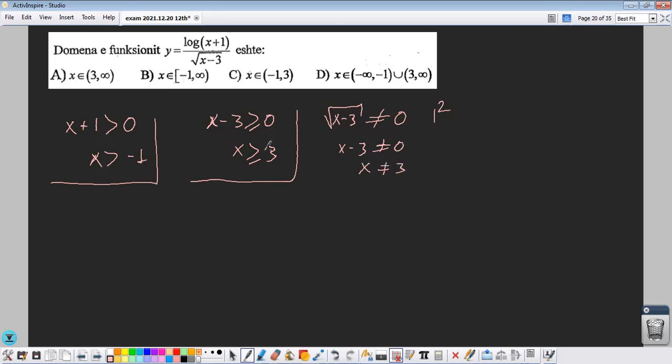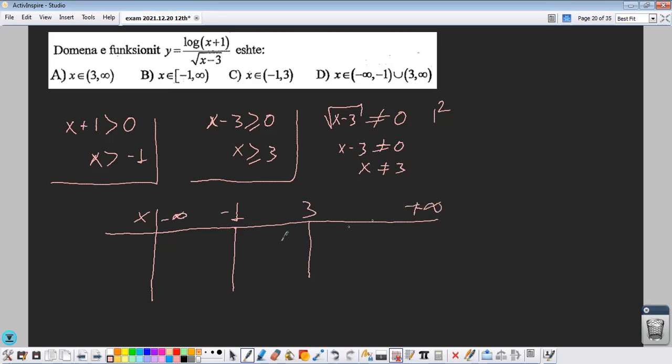So let's do a sign chart. When there are smaller and bigger conditions, do a sign chart to find the common part for all. So we have two critical points, -1 and 3, with minus infinity and plus infinity. So case 1, x is bigger than -1, first row. In here, -1 is not included, empty circle and the bigger part.